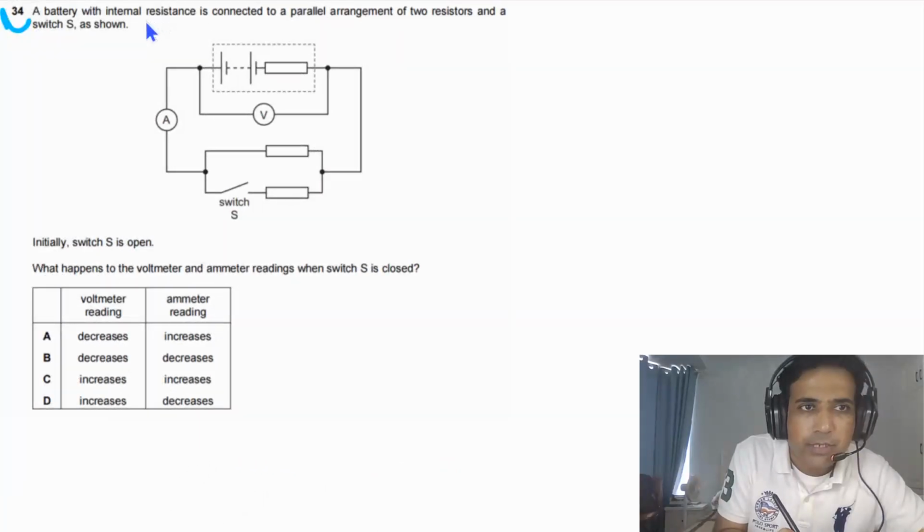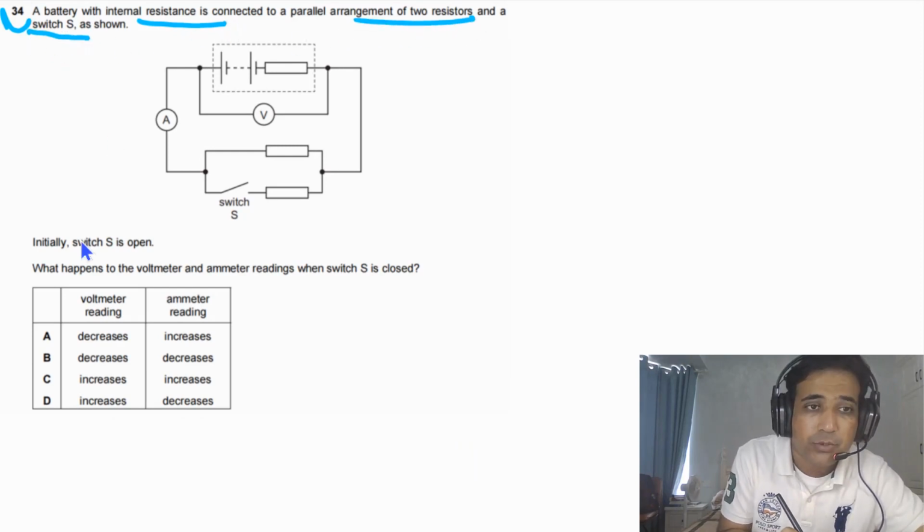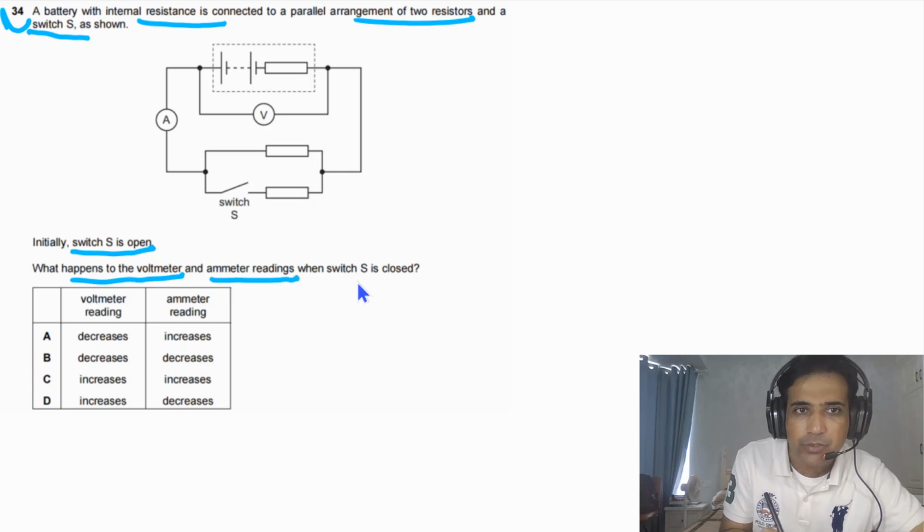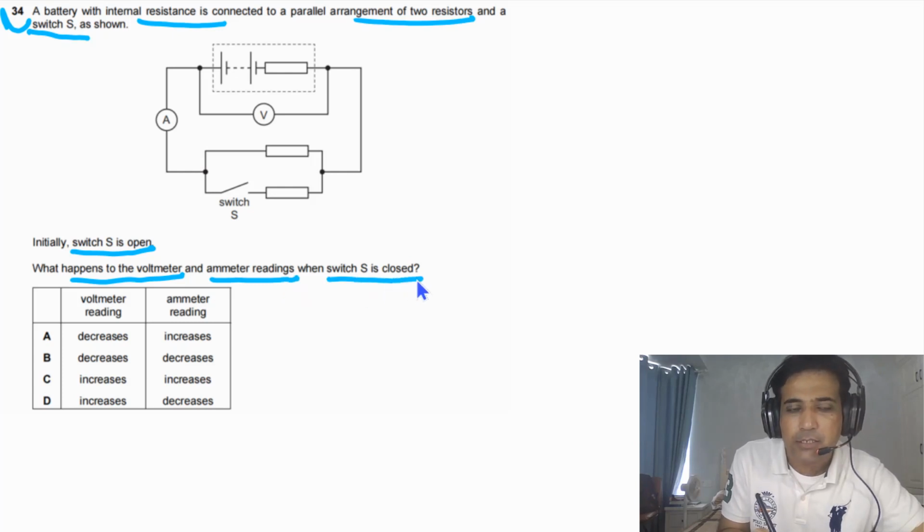Question 34 says a battery with internal resistance is connected to a parallel arrangement of two resistors and a switch S as shown in the figure. Initially switch S is open. What happens to the voltmeter and ammeter readings when switch S is closed?